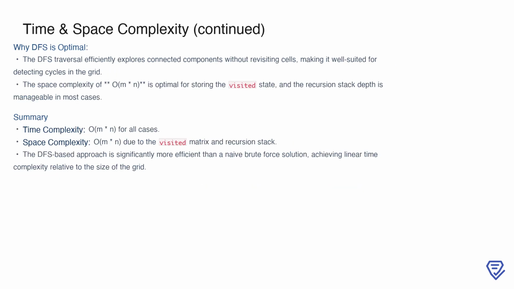The DFS algorithm is particularly well suited for detecting cycles in a grid due to its ability to efficiently traverse connected components without revisiting cells. The visited matrix ensures that no cell is processed more than once, and the recursion stack depth remains manageable in most practical cases. The space complexity of O(m*n) is optimal, as it's required to store the visited state of the grid. In summary, the DFS-based approach achieves a linear time complexity of O(m*n) for all cases and a space complexity of O(m*n), making it significantly more efficient than naive approaches while handling the problem's constraints effectively.